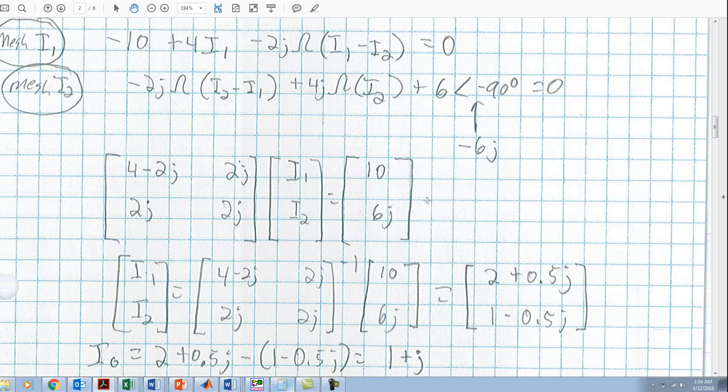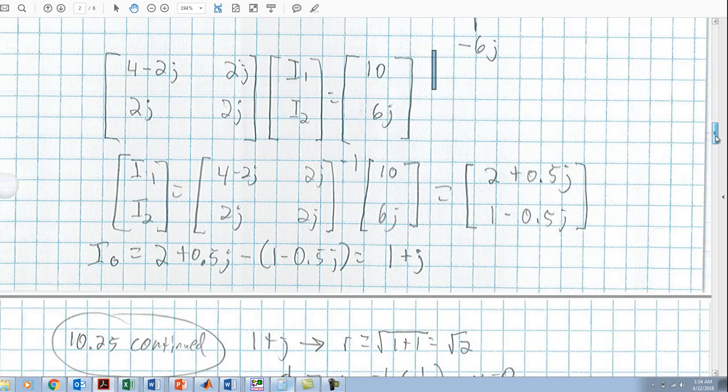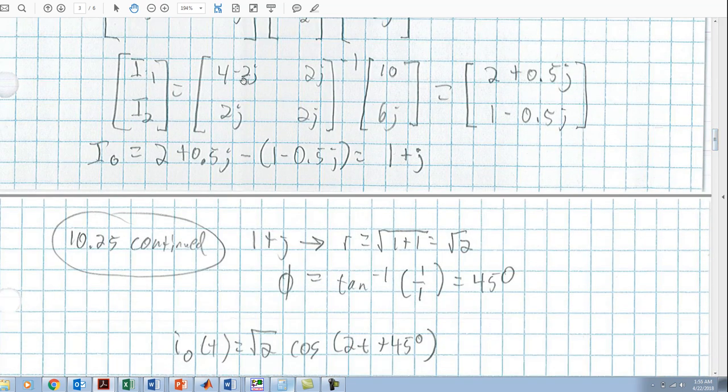And so we can solve this just by plugging it into MATLAB and then taking the inverse of the A matrix, multiplying it by the B matrix, and so that comes out to 2 plus 0.5j for I1, 1 minus 0.5j for I2, and so I0 is just going to equal our I1 value minus our I2 value. So we have 2 plus 0.5j minus 1 minus 0.5j. That works out to be 1 plus j.